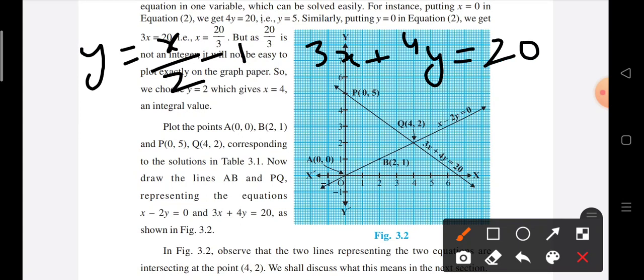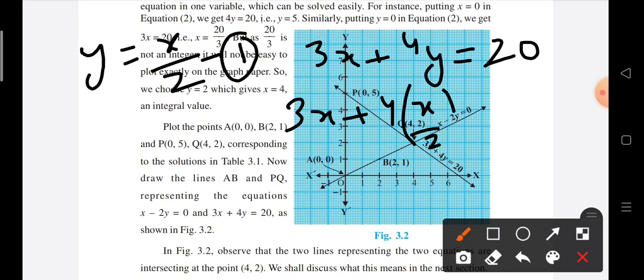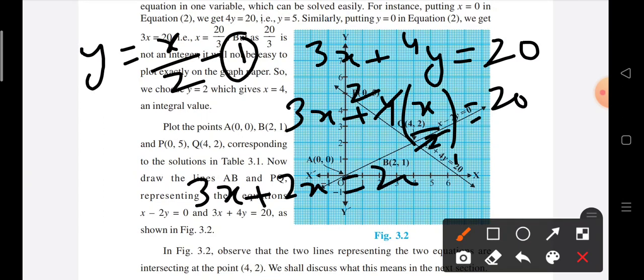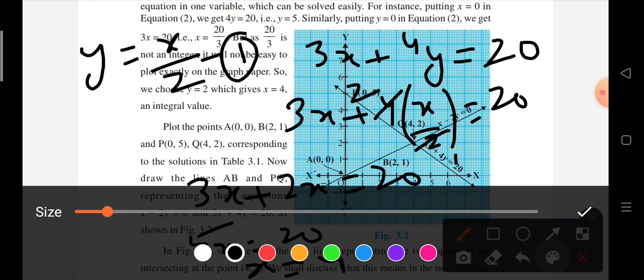Now from the first equation substitute the value of y in the second equation. So 3x plus 4 into x by 2 is equal to 20. 2 and 2, 2 2s are 4, cancel out. So 3x plus 2x is equal to 20. 5x is equal to 20. x is equal to 4. Now again you are getting the value of x as 4. Substitute this value in the first equation.